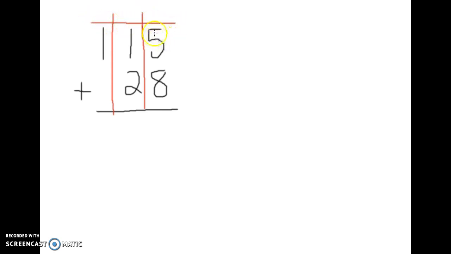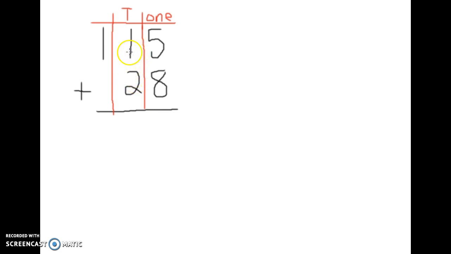So over here we have our 5 and our 8, and these are in our ones place. So I'm just going to write ones place up here. Ones. Okay. Over here we have our 1 and our 2. These are in our tens place. So we're going to write a T here for tens place. And what's really important is that we remember that 1 and 2 are not actually the number 1 and the number 2. They represent how many tens groupings there are.